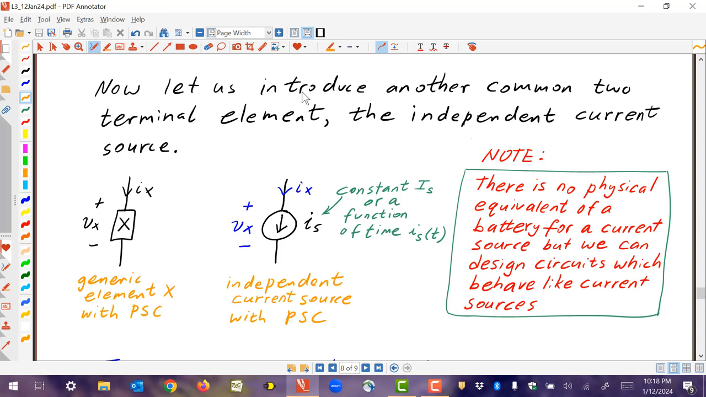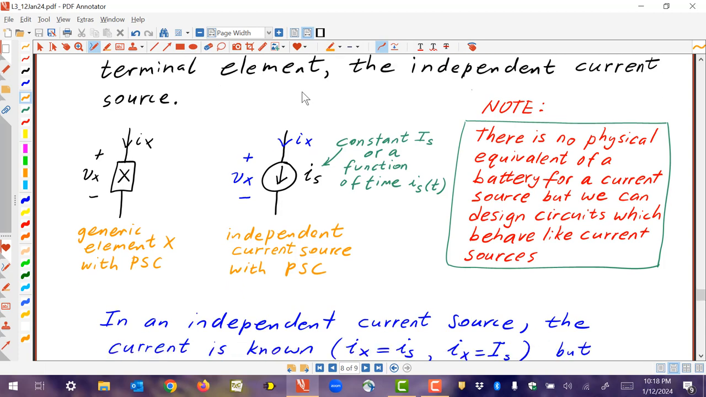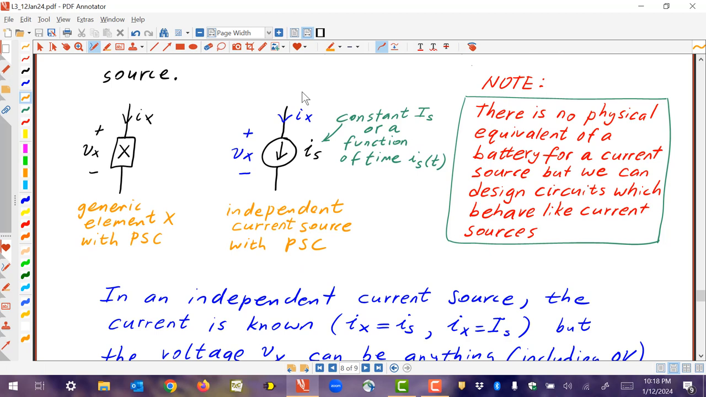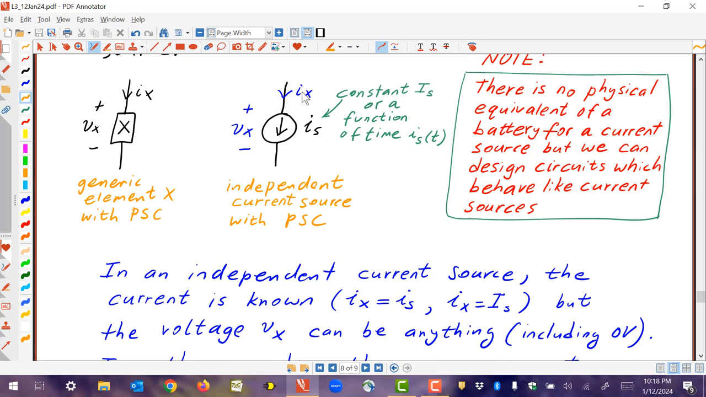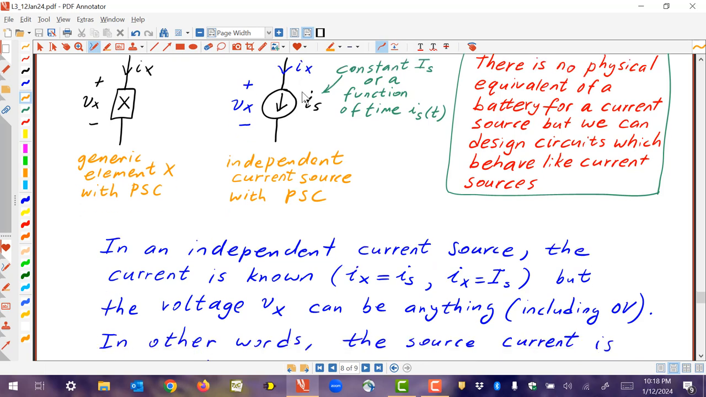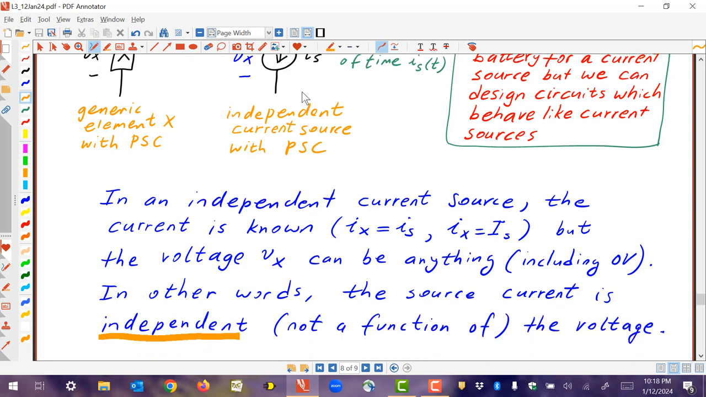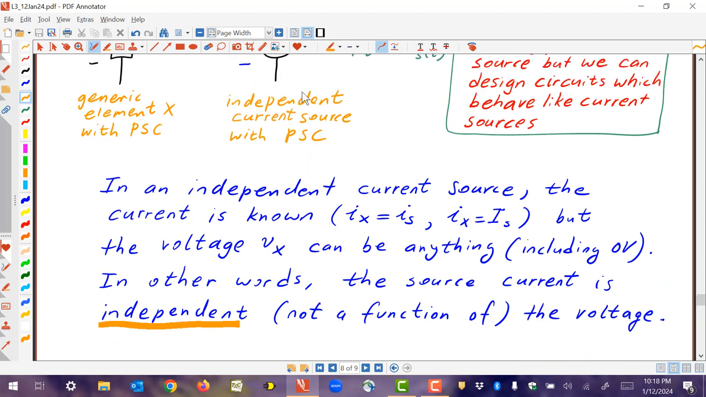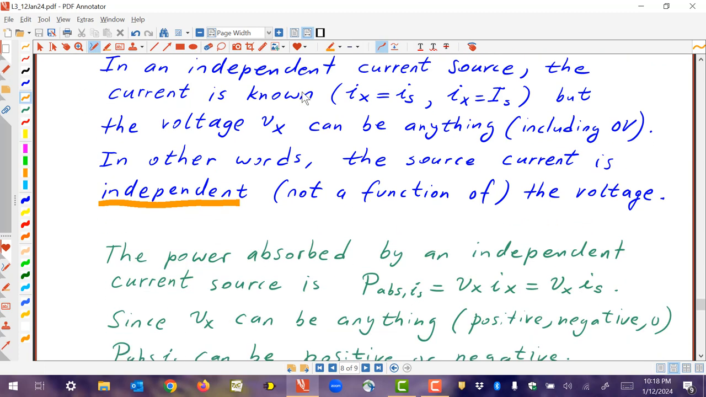There's a little bit of a difference there, but the formality is identical as far as circuit analysis is concerned. So for an independent current source, the current is known, so that IX value is either IS or capital IS. But the voltage VX can be anything, including 0 volts. The source current, the IS term, is independent. It's not a function of the voltage. That's why we call it an independent current source. And again, the power absorbed is VX times IX.